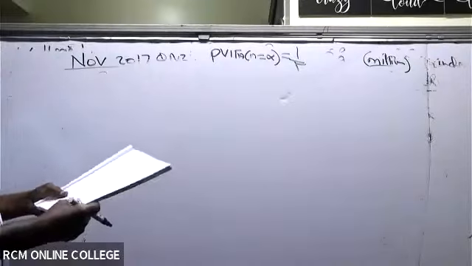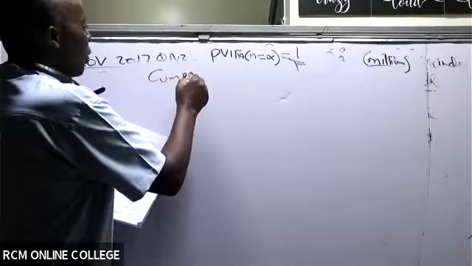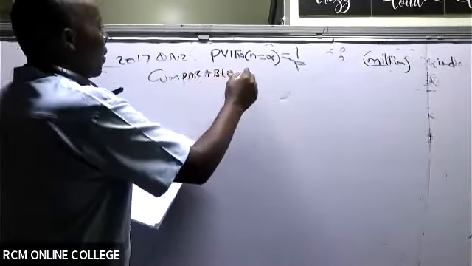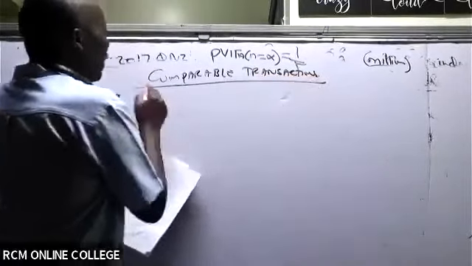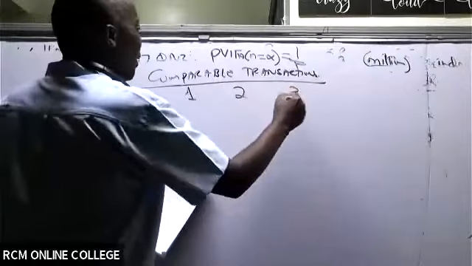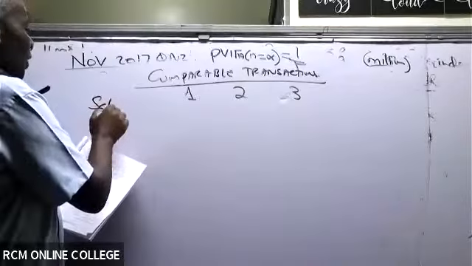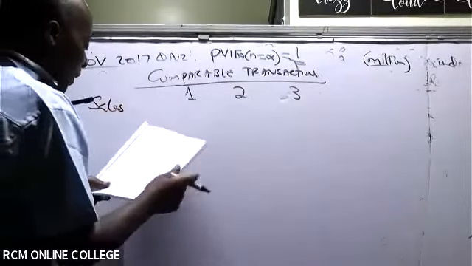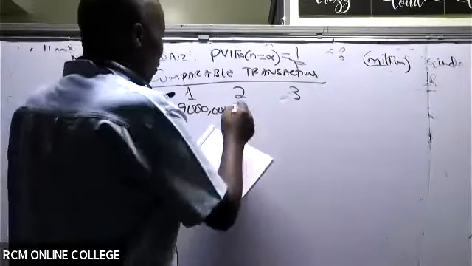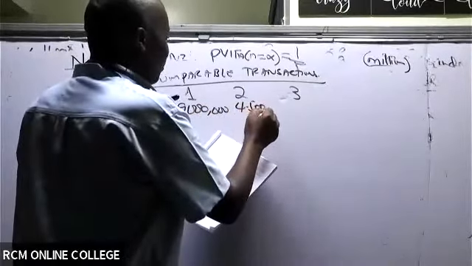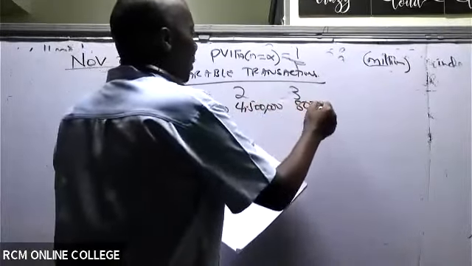So we have here comparable transactions. I will first of all handle the comparable transactions here. There are three, so we have 1, 2, 3. We start with the sales price. The sales price of the first is 9 million. Hope you're able to see that row. The second one is 4.5 million. The third one is 8 million.